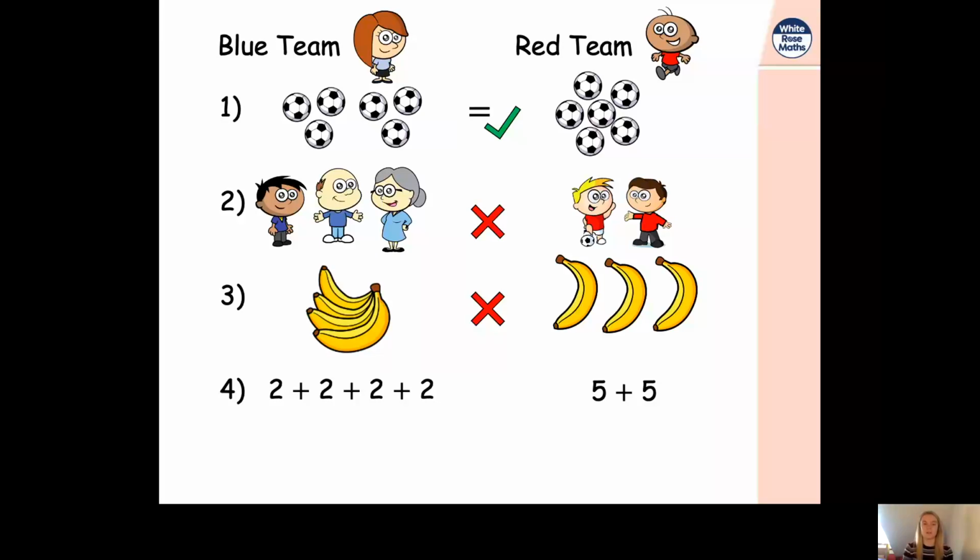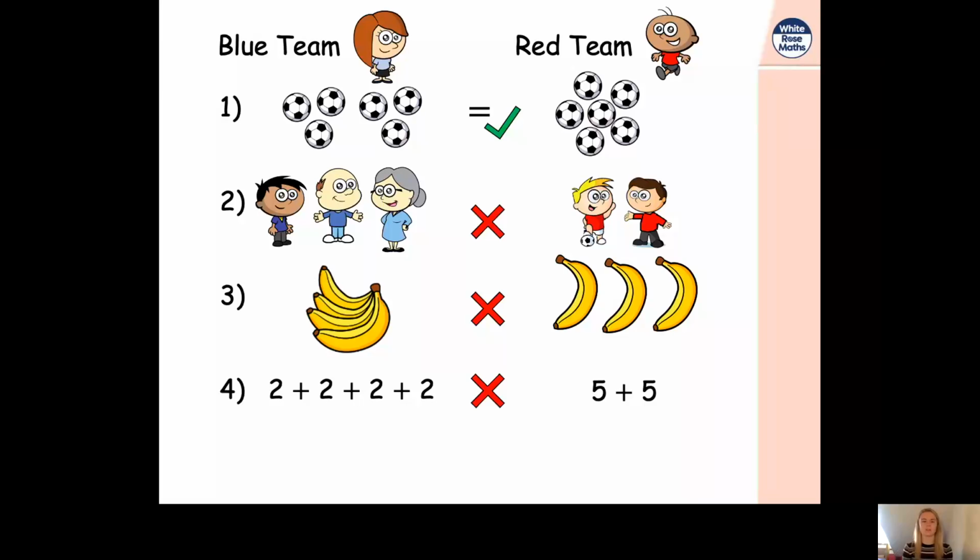So the blue team have 2 plus 2 plus 2 plus 2, and the red team have 5 plus 5. What is the answer to the blue team's number sentence? Yes, that's right, it's 8, isn't it? And what's the answer to the red team's number sentence? Yes, that's right, it's 10, isn't it? So the answer to the blue team's number sentence is 8, and the answer to the red team's number sentence is 10. So they are not the same answer. So they are not equal.